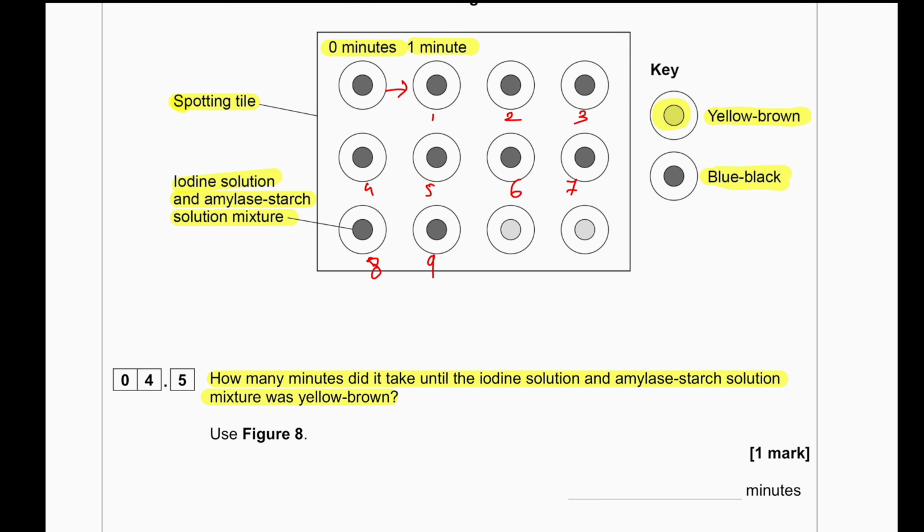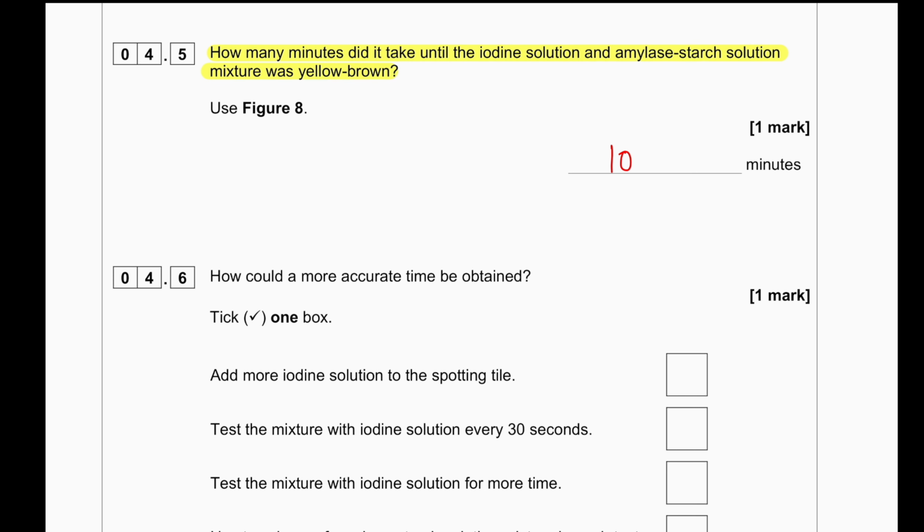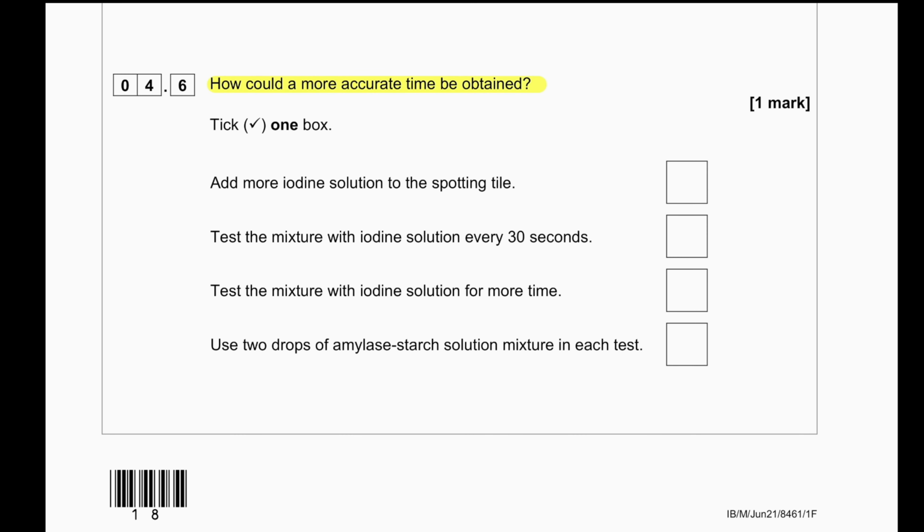How many minutes did it take until the iodine solution and amylase starch solution mixture was yellow brown? Because we are asking the question how many did it take for it to become yellow brown, it will be 10 minutes. How could a more accurate time be obtained?